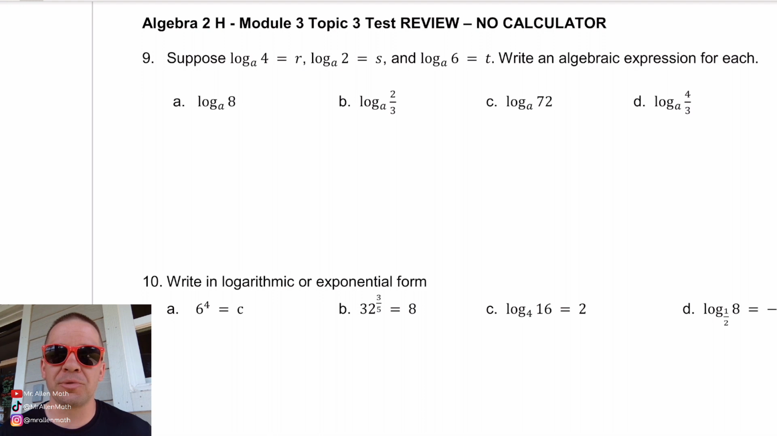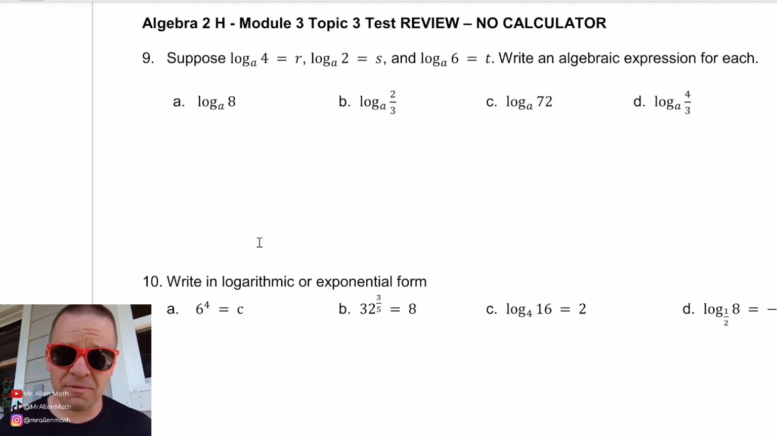Module 3, Topic 3, 2023 school year. Let's get it popping. All right, the first one here. Suppose log base A of 4 equals R, log base A of 2 equals S, and log base A of 6 equals T. Write an algebraic expression for each.